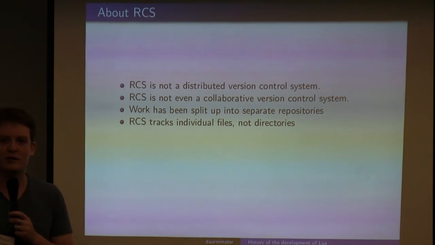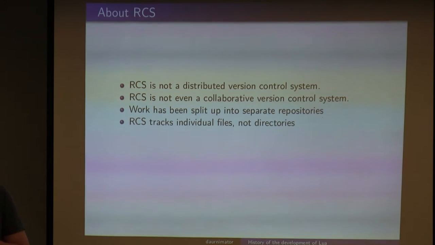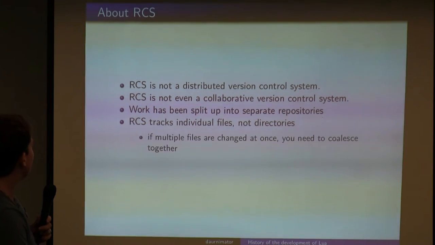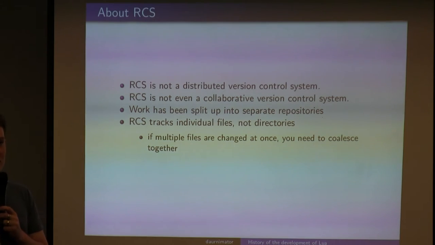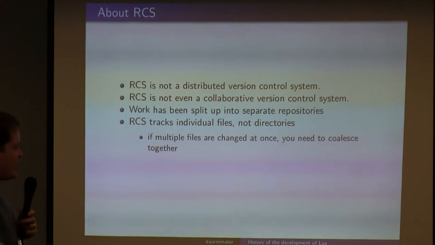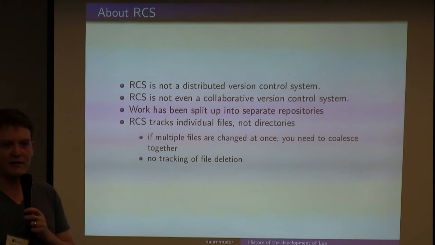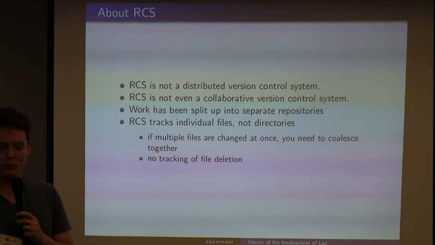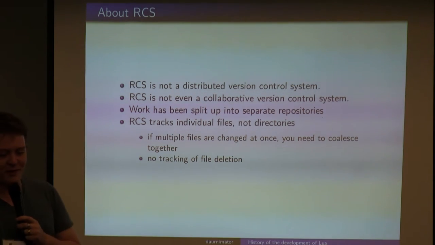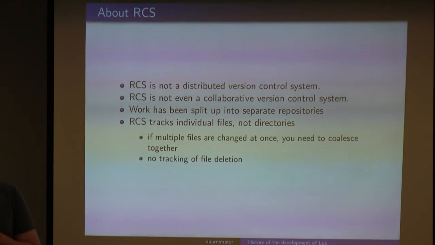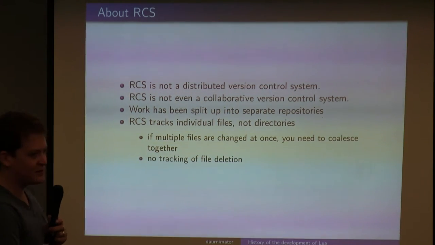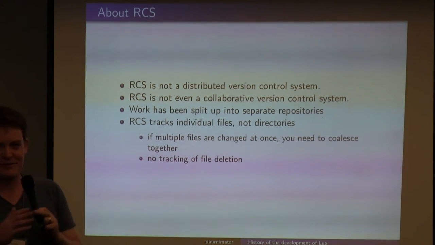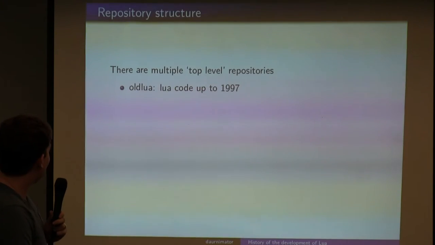Now, RCS only tracks individual files. It doesn't track directories, which means that if multiple files are changed together at once, you literally have one commit for each file. Also, there's no tracking of file deletion, because you're tracking a file at a time and you don't want to delete the history, so it's like this weird tombstone. Usually, Roberto's pretty good at putting those tombstones in, but there's a couple of cases where the file was just never deleted. I think it's probably even still sitting in the working directory, but it's not in the releases. So it's trying to figure out when that file really got deleted.